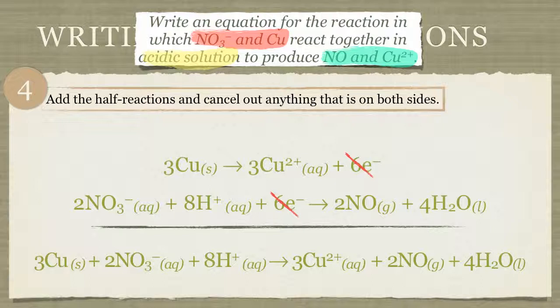Now you can see why we made up those theoretical electrons that didn't really exist. We needed them in order to create this fully balanced redox reaction.